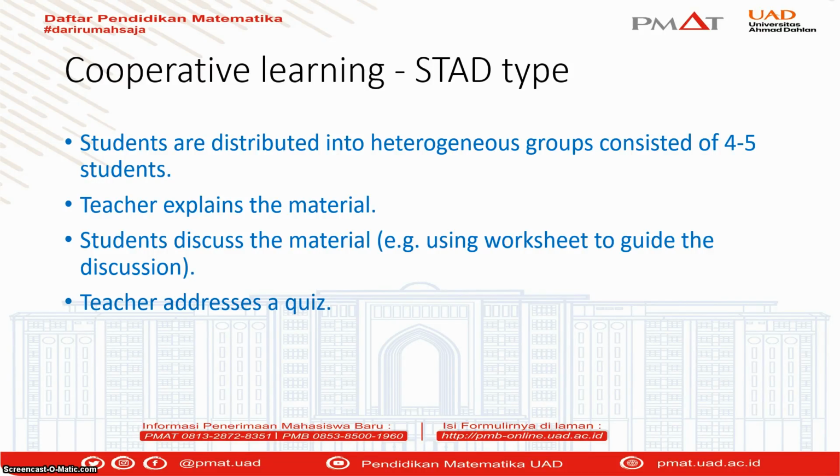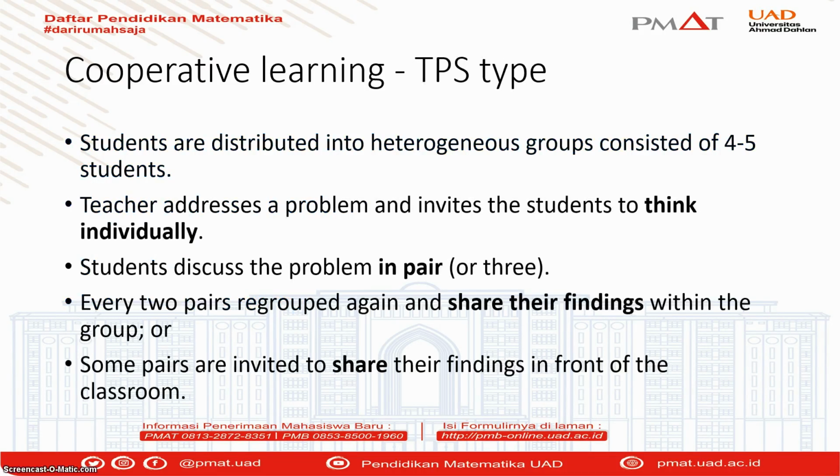Another cooperative learning type is the think, pair, share type. To conduct the TPS type, first, students are distributed into heterogeneous groups consisting of 4 to 5 students, and then you can give a problem and invite the students to think individually. This is the first step of the TPS type.